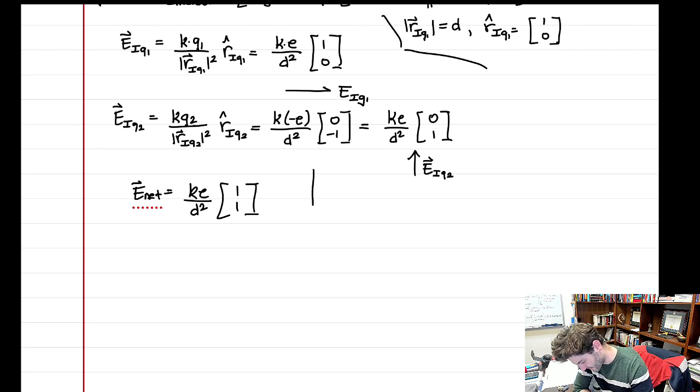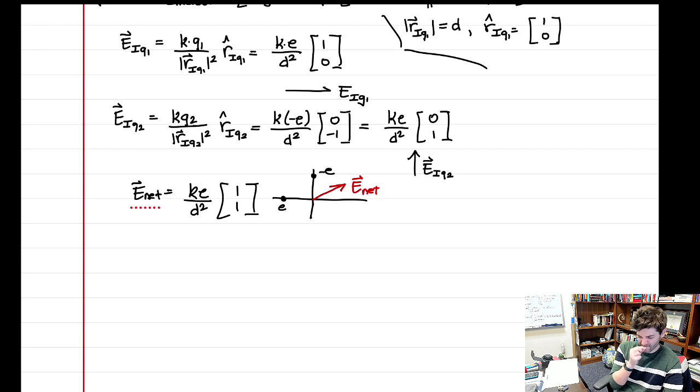And indeed, that looks like it is a vector. If I redraw my axes, there's a charge here, e, the charge here, negative e. The net electric field seems like it points at a 45-degree angle at the origin. That has a magnitude of ke over d squared. Well, no, because that 1, comma 1 is not a unit vector, so its magnitude is not quite that. It's square root of 2 times that. But at least this tells me the direction.